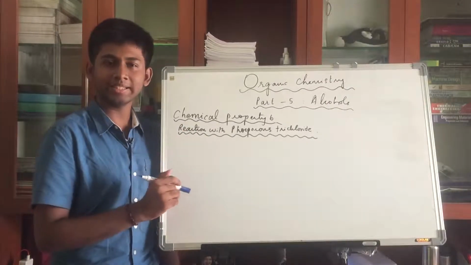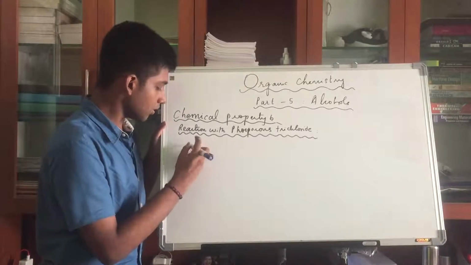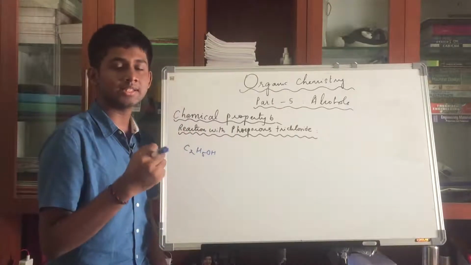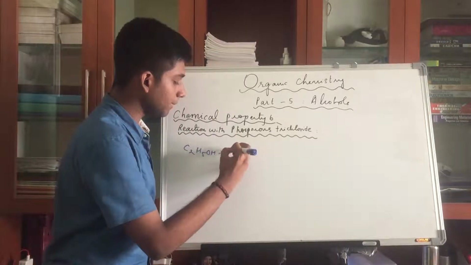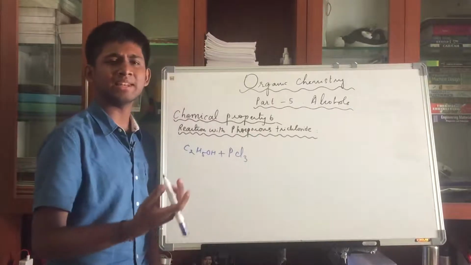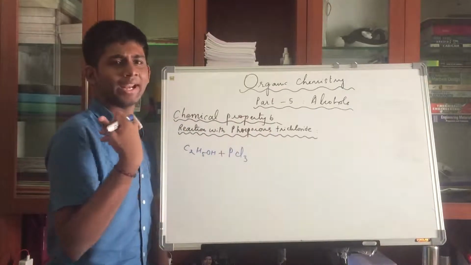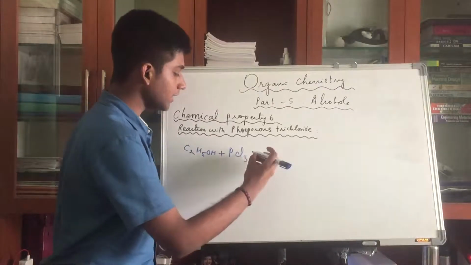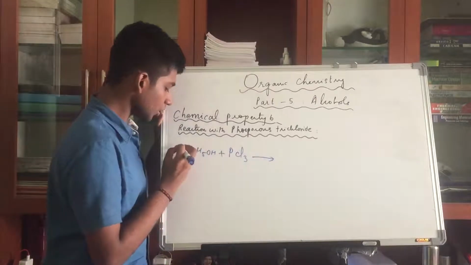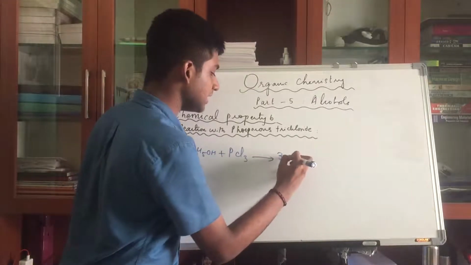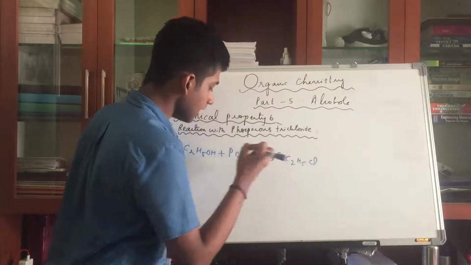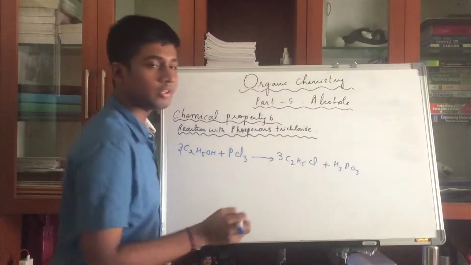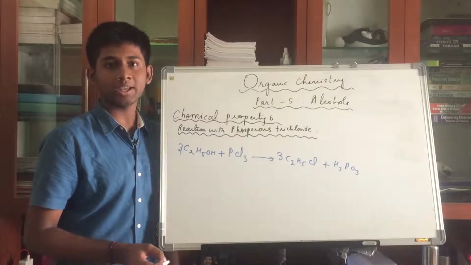Let's write the reaction, which is pretty simple. First let's take C2H5OH. As the name suggests, since it's phosphorus trichloride, it will be PCl3, or you can write PBr3 depending on what the halogen is. So with PCl3, you need to balance it also. It will give you 3C2H5Cl, and apart from that you will get H3PO3. This H3PO3 is known as phosphorous acid.